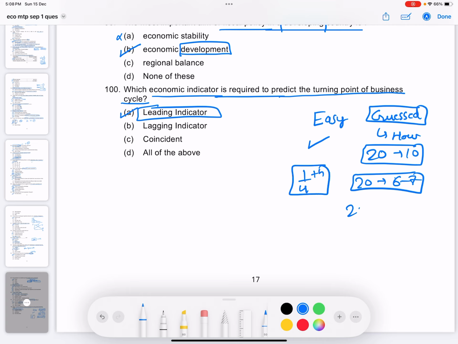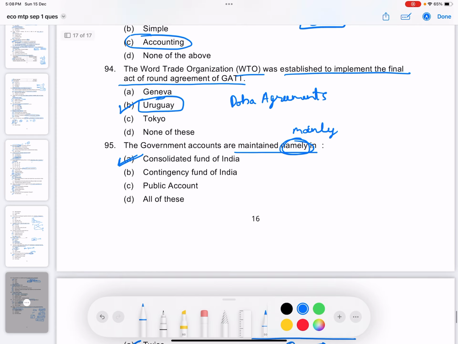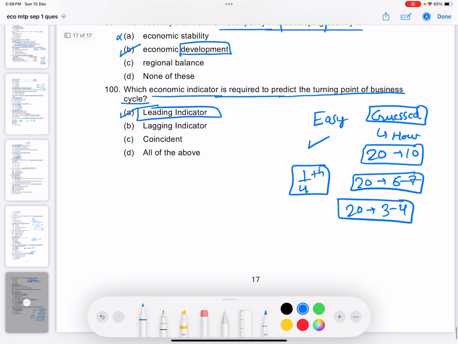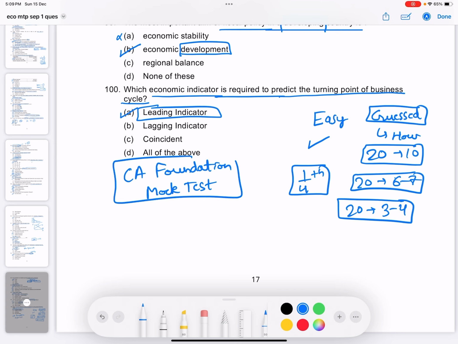But if you're guessing on 20 and you are getting 3-4 right, then on an average you will be getting the score in the negative only. So I would suggest just analyze the paper on your own, and then only you will get to know how you are supposed to approach this paper. So this paper was for CA foundation mock test, and we have extensively covered this. I hope this was some help to you in approaching how you are supposed to approach the exams.